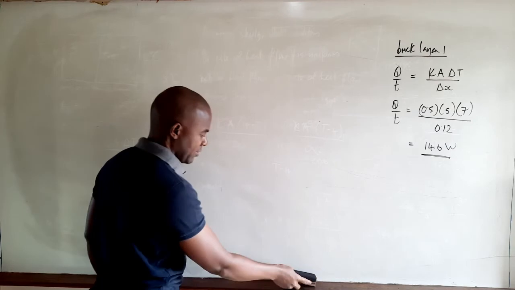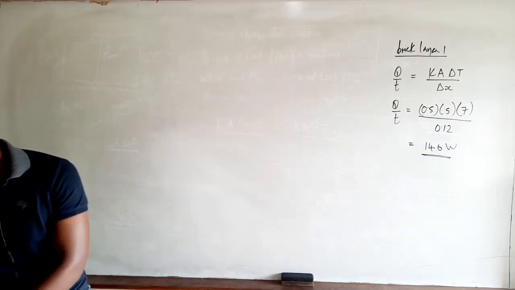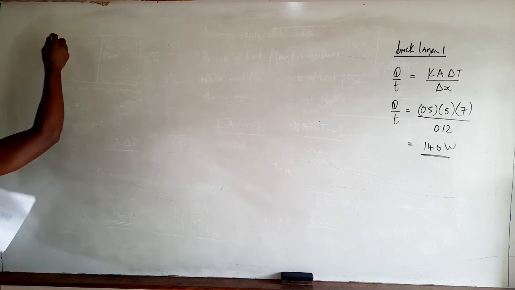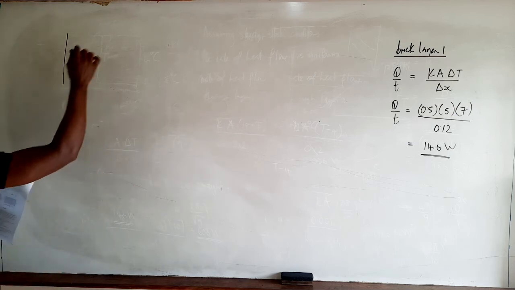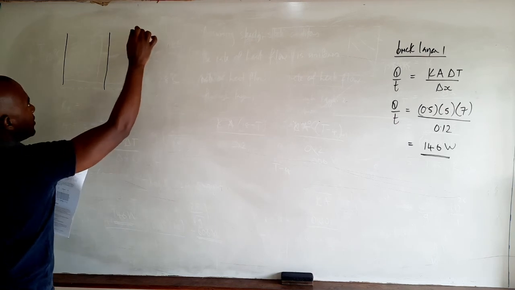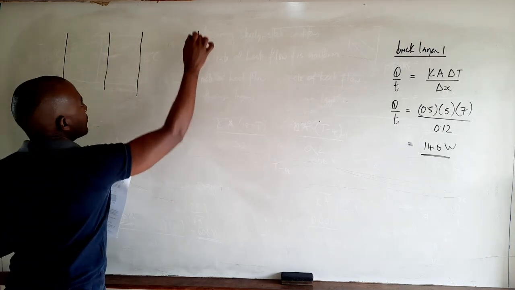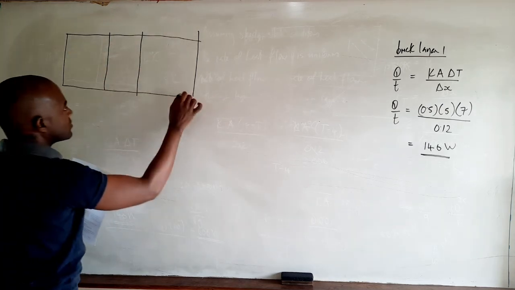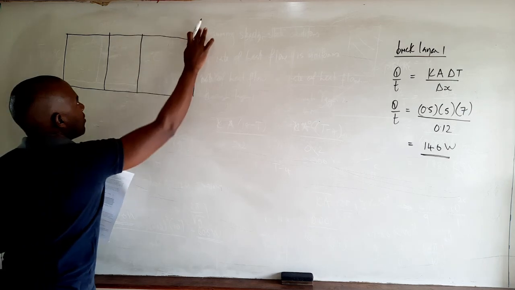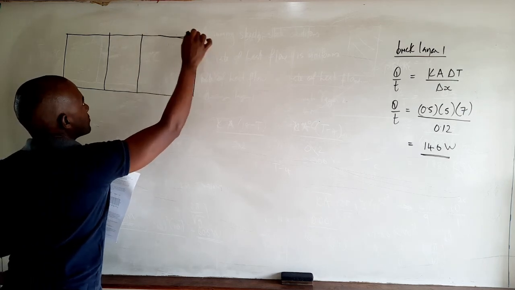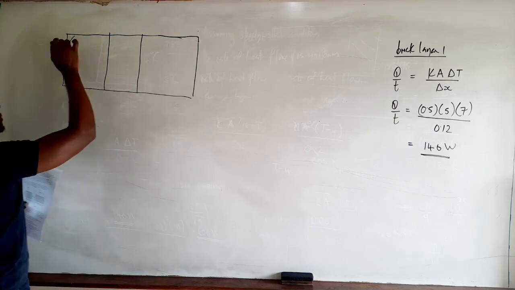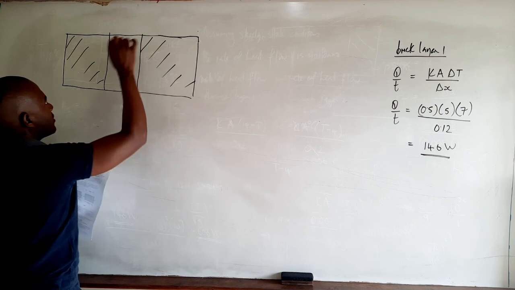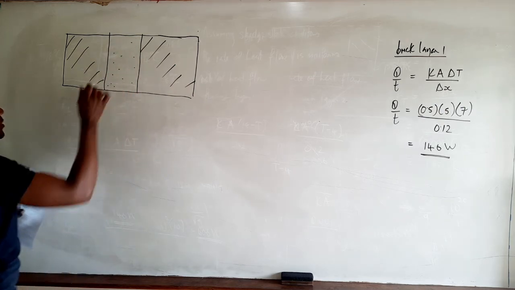So I'll leave that on the board there for comparison purposes. Right, so in this part of the question, what we have is another brick wall, but this time in between the 2 layers of brick is going to be a layer of polystyrene. So that's the brick, that's the brick. This of course is polystyrene, right?